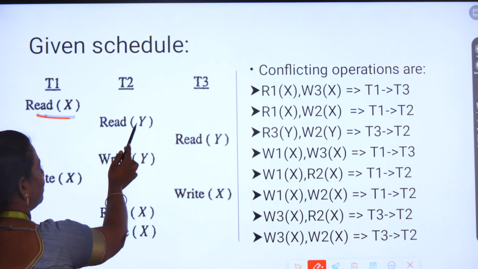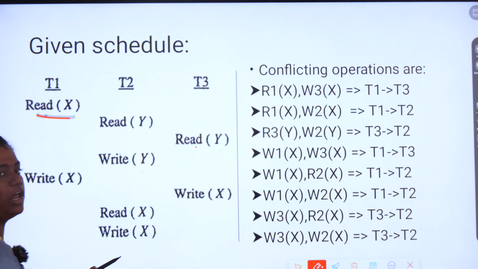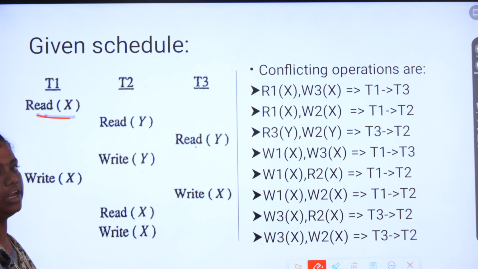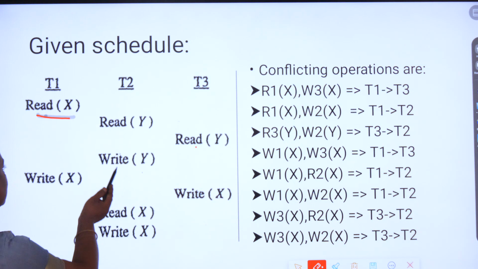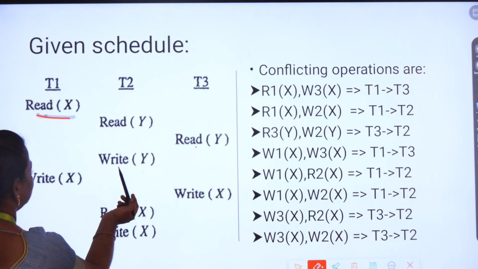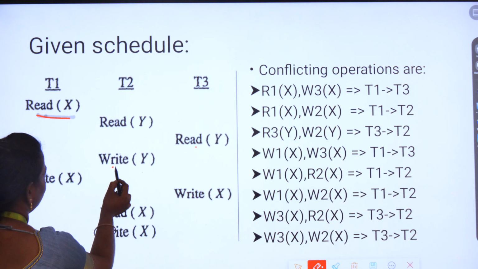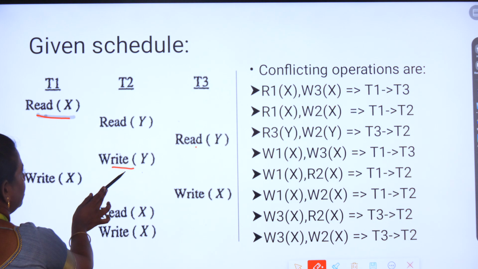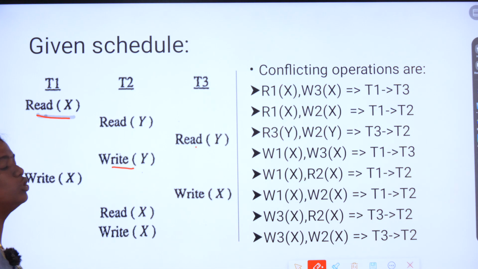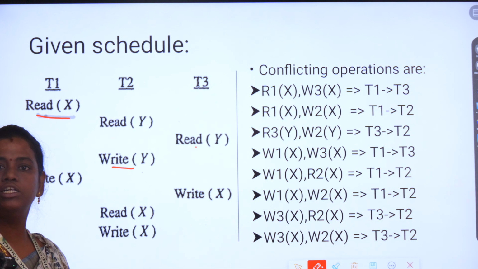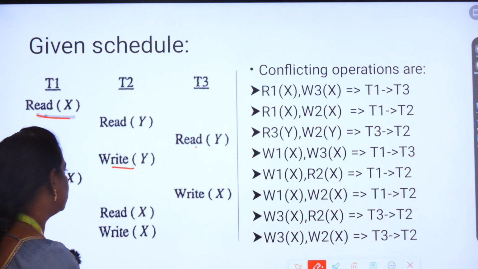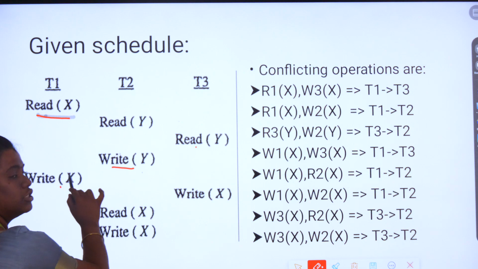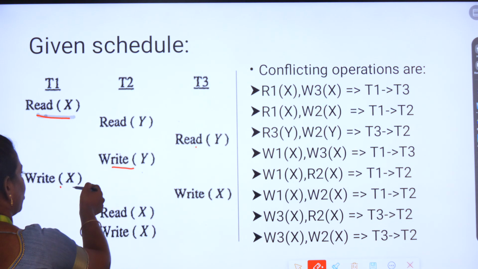So next I am going to compare with read of Y. Here also both are read operations performing on different data, so definitely there is no conflict. Next I am going to check the next value, that is write of Y. I am going to compare read of X and write of Y. Both are performing on different data, so there is no conflict. The next one belongs to the same transaction, so no need to check for a conflicting operation.